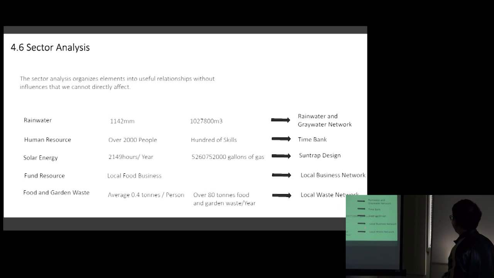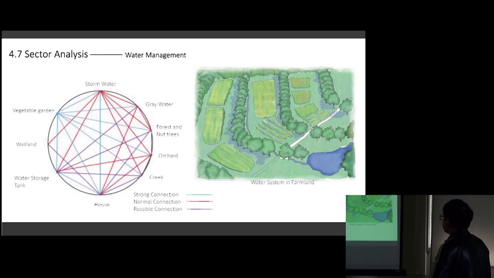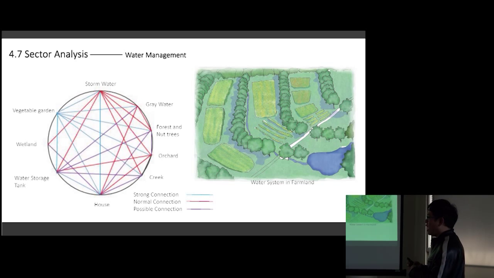So what? So the solution is we build a rainwater and grey water network, tree bank, sun trap design, local business network, local waste network. So in sector analysis, we treat water like this: we want the water to get through the system as long as possible. So we have to find out who needs the storm water. So this is a sector who needs storm water and grey water and make a connection with them.